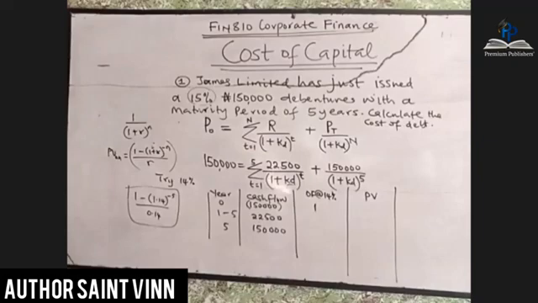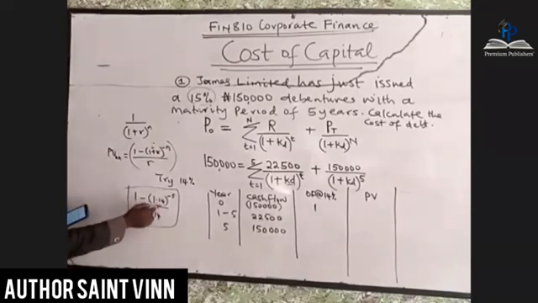What do you have? This one? 1 minus 1.14 raised to power. Nobody's running the calculation? I am now, with the weights.